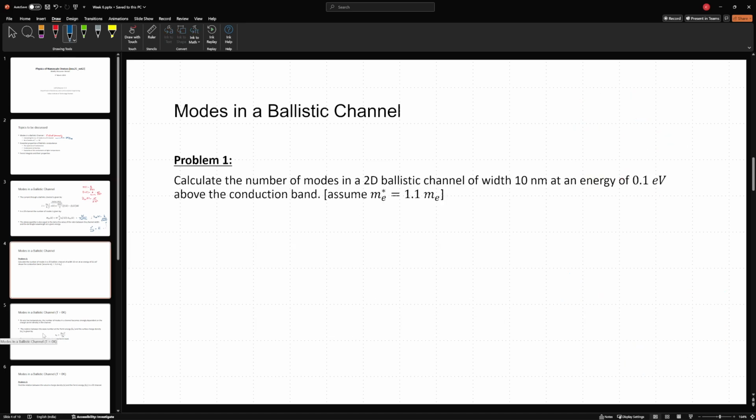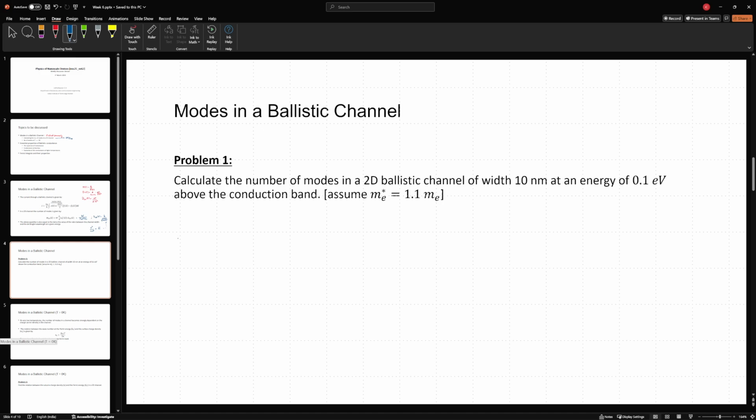So just to have a warm up, let us do a small problem first. The question is to calculate the number of modes in a 2D ballistic channel of width 10 nanometers at an energy of 0.1 electron volts. Okay, so let us see how to do that. It has been given that we can assume that m star, the effective mass of the electron, is 1.1 m e.